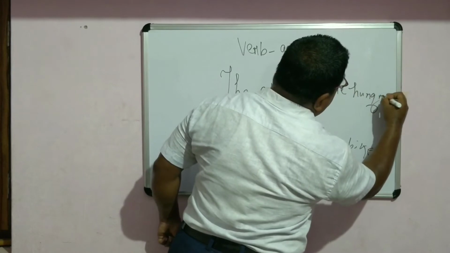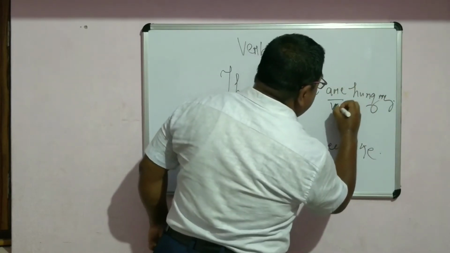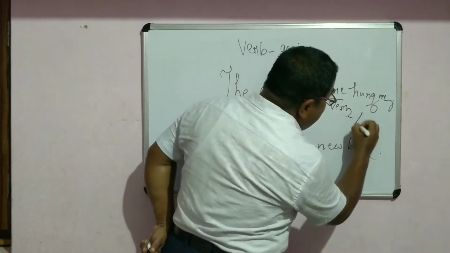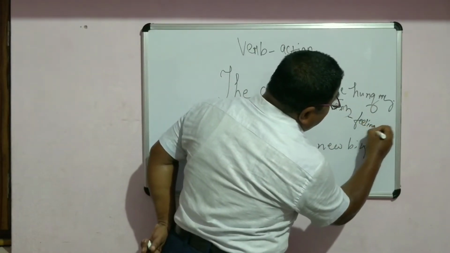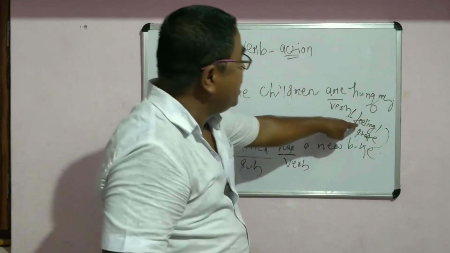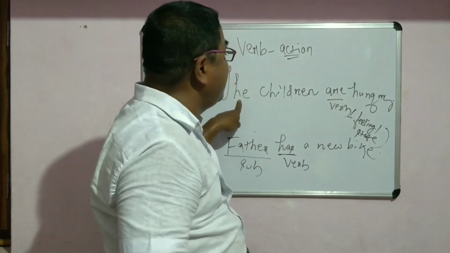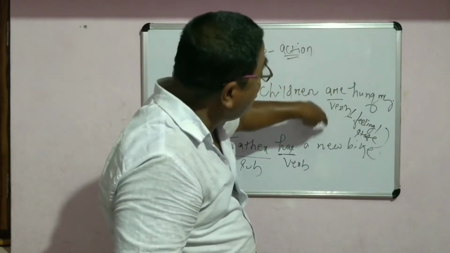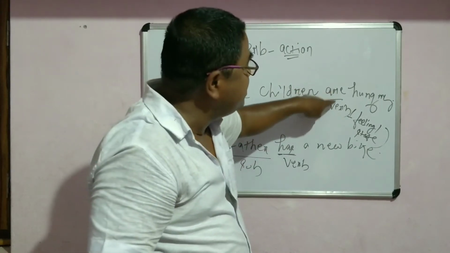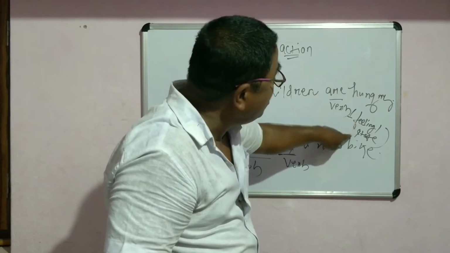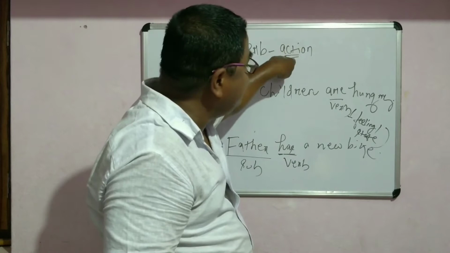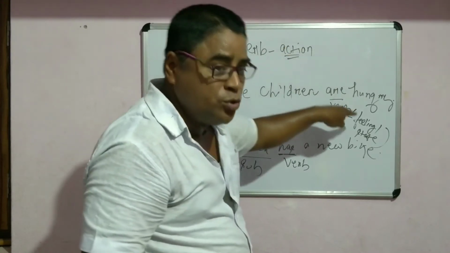Remember, here "are" is also a verb. Here "are" refers to the feeling or state of the subject children. Feeling or state. That means when a word or group of words refers to the feeling or state of the subject, this particular word or group of words is also the verb. So "are" is the verb referring to the feeling or state of the children. That means your verb refers to action, refers to possession and refers to state.